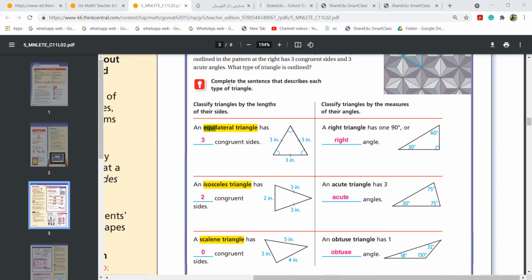Yes, one minute. What is the difference between these two? Here they are talking about sides. All the sides are equal: one line, one line, one line. This is called an equilateral triangle. Two sides are equal, like 3 and 3 and one is 2. It is called an isosceles triangle.